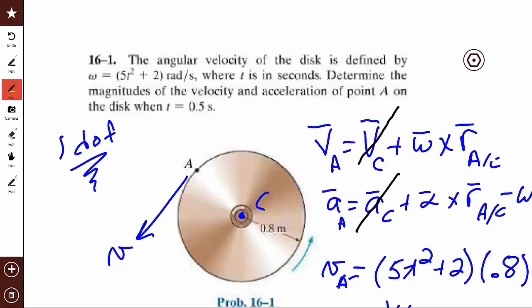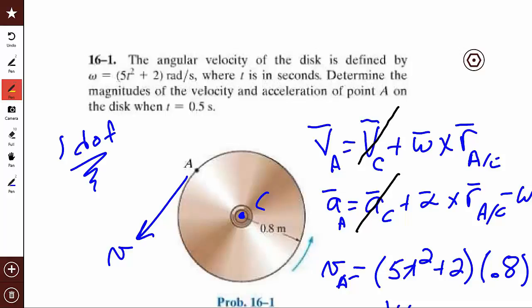Why is A special? I don't know anything about its speed. I know it's on the rim, but I don't know its speed. It's not touching anything. It's special because I want to know something about it. So A is special, right? Any other special points? Okay, I'm only going to write equations between the special points.